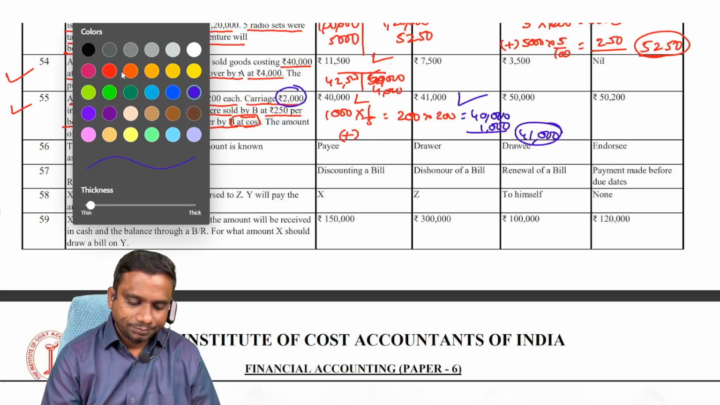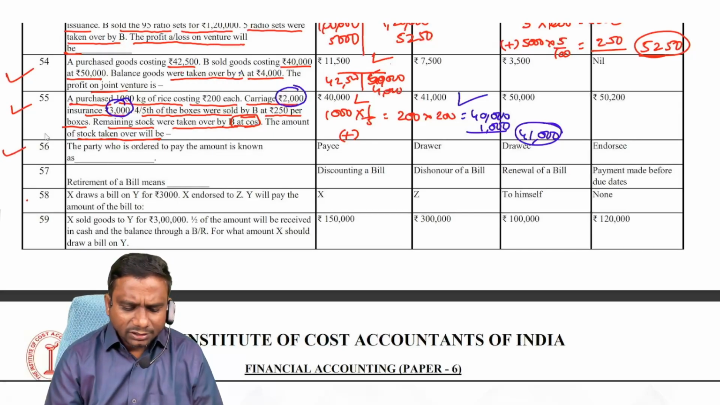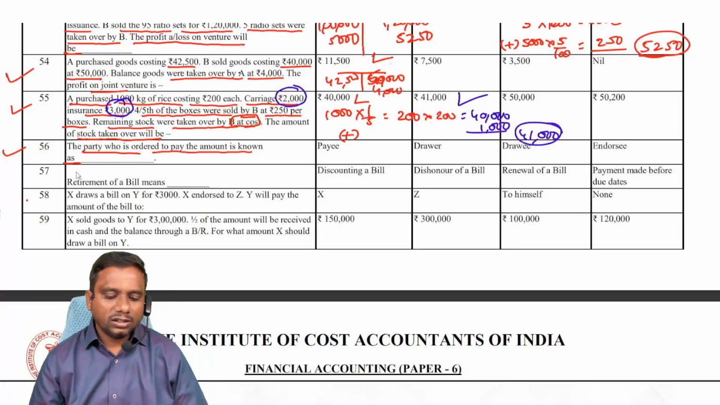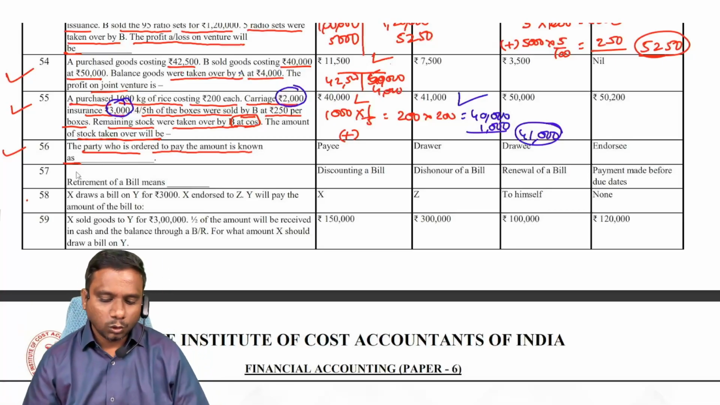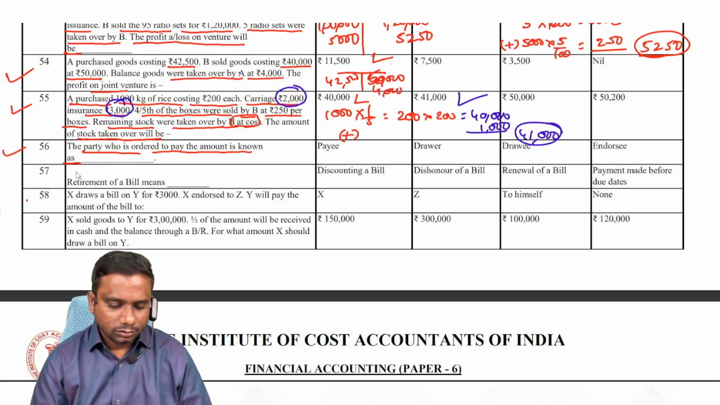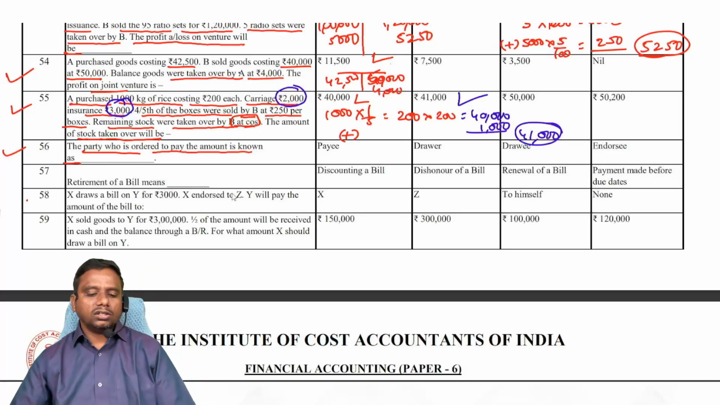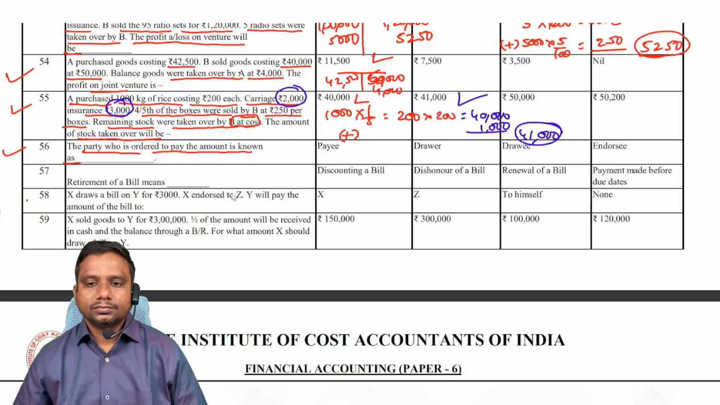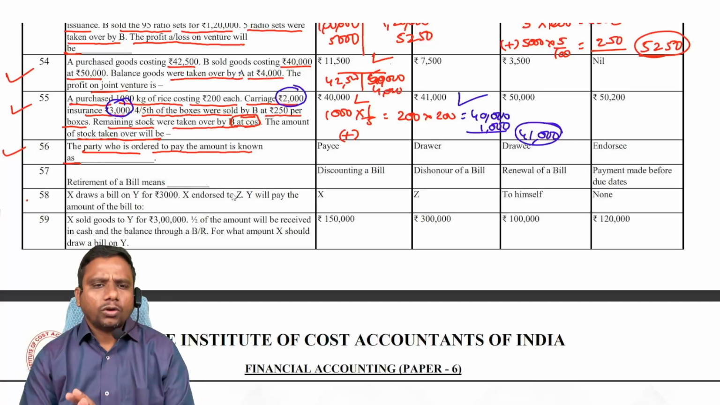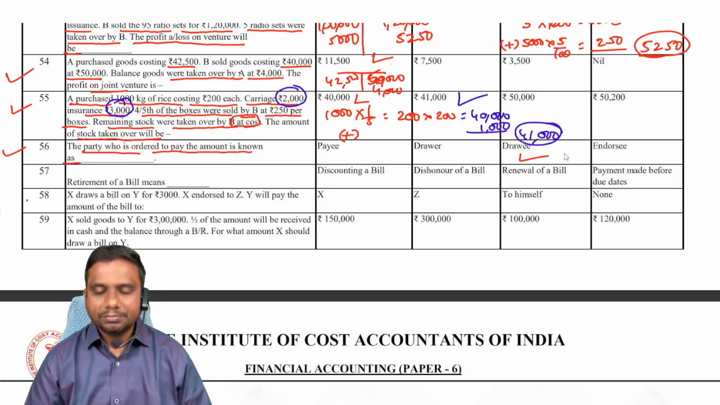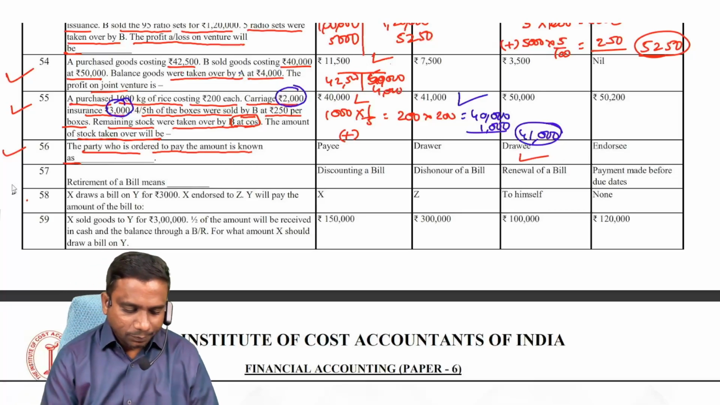Next, 56. The party who is ordered to pay the amount is known as drawee. Yes, who is ordered to pay the amount is known as drawee. Is that clear, students? Next one.